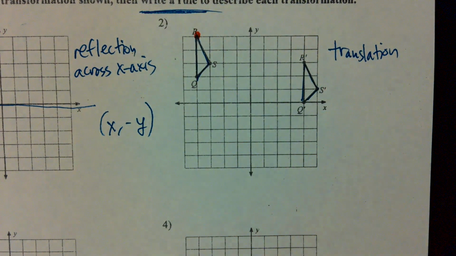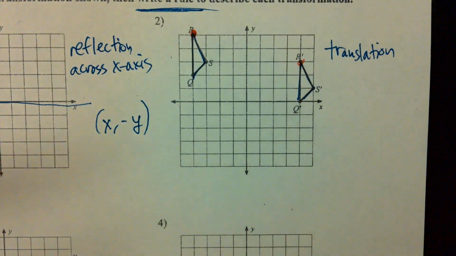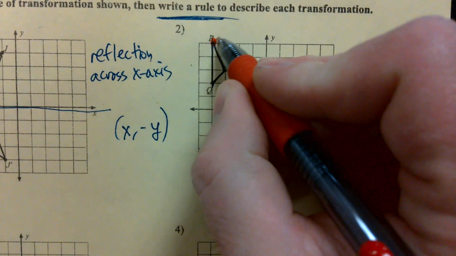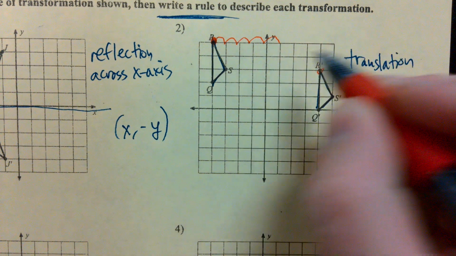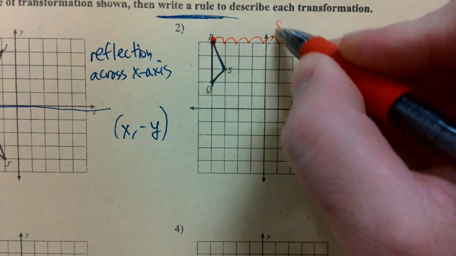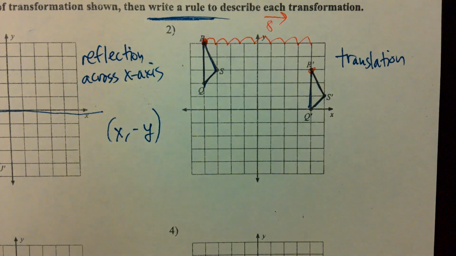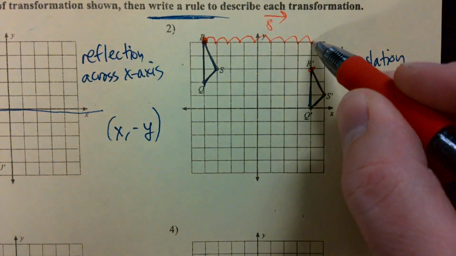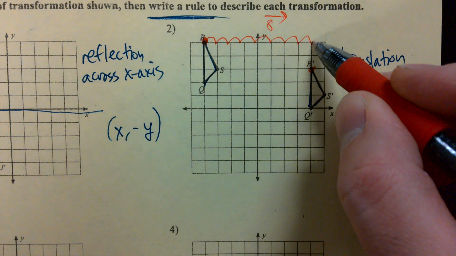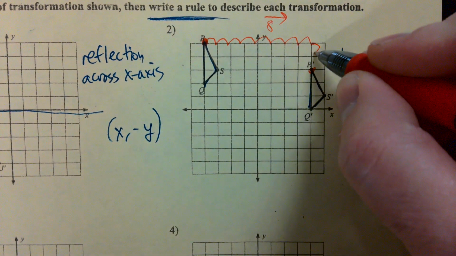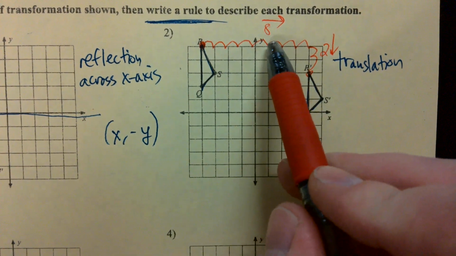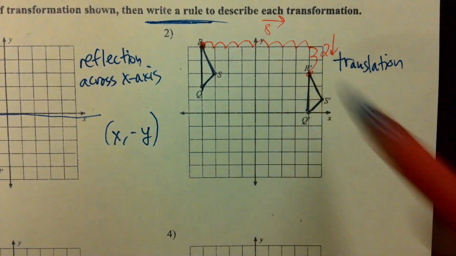If I want to map my way over to R prime, do I have to go to the right or to the left? To the right. Now we count: 1, 2, 3, 4, 5, 6, 7, 8 spaces to the right. Everybody with me so far? Okay. Am I going to go up or down now? Down. How many spaces down? 2. So we went 8 right. We went 2 down.